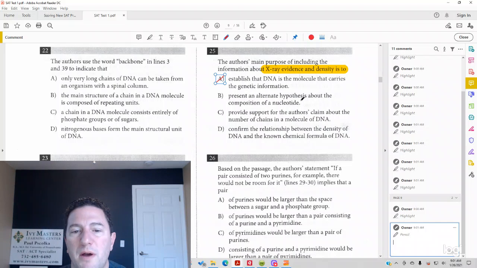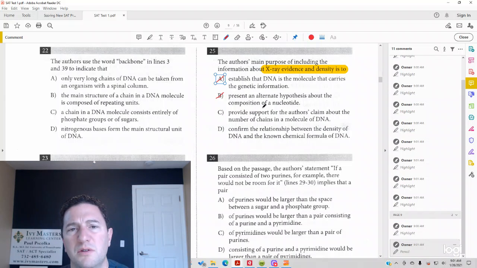Present an alternative hypothesis about the composition of the nucleotide. So nucleotide's not mentioned there. All the information you need on an SAT reading passage will always be there. So is that what is within the nucleotide? Is nucleotide something else? How do you know? Doesn't say it in the paragraph, we eliminate that answer choice.